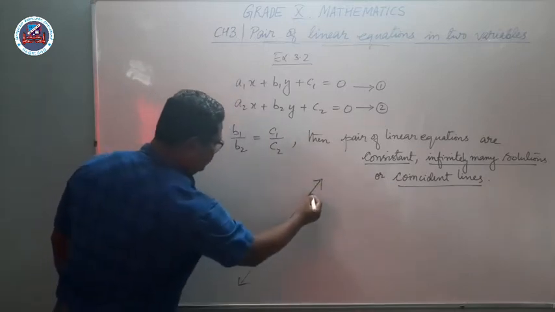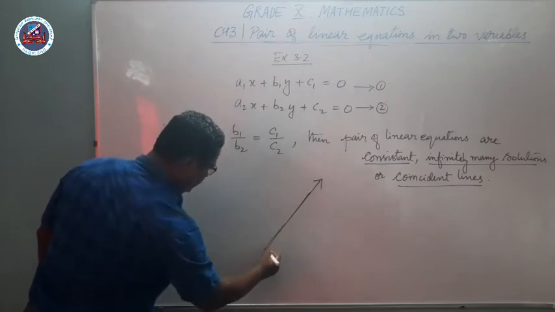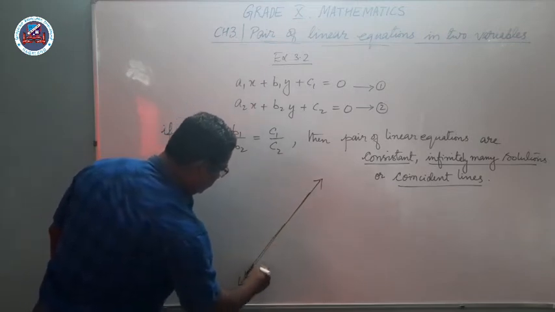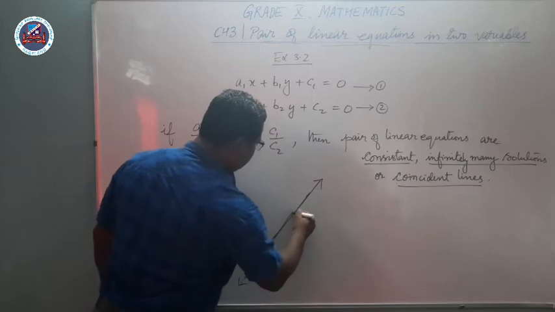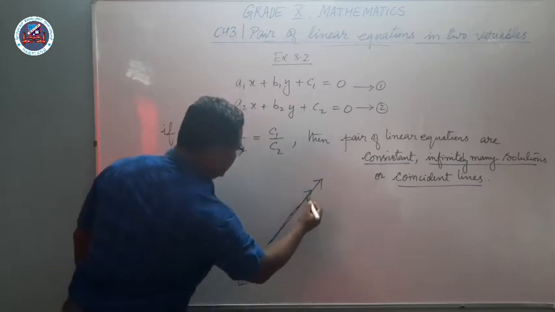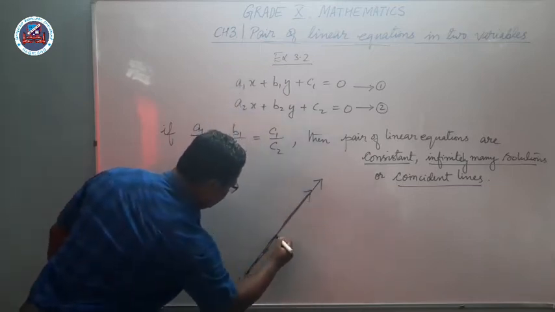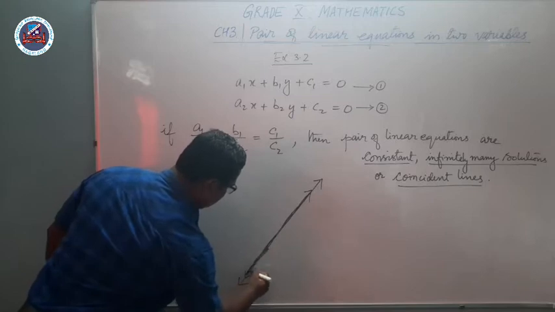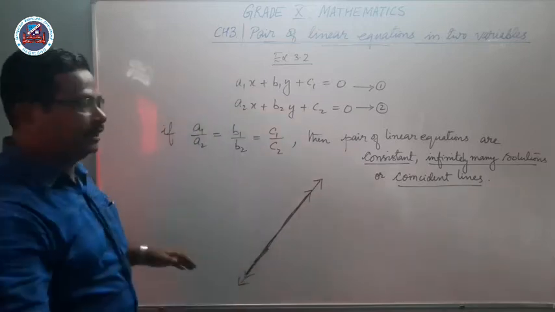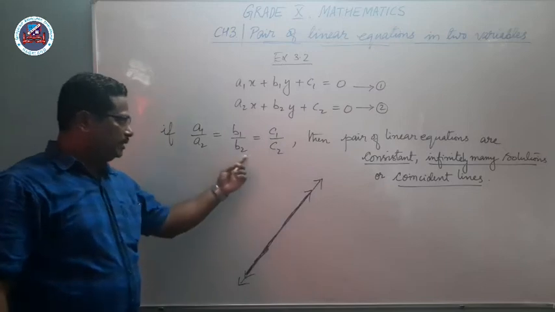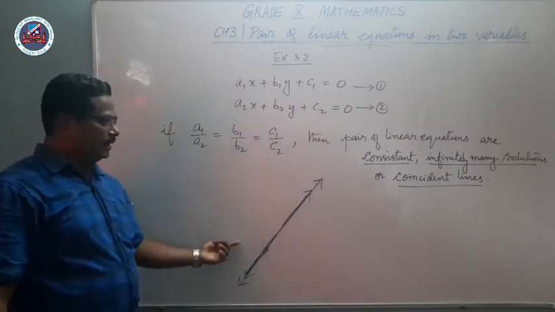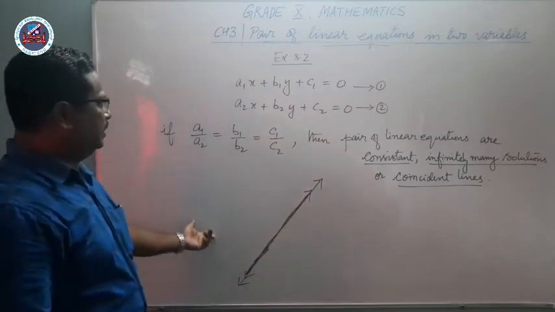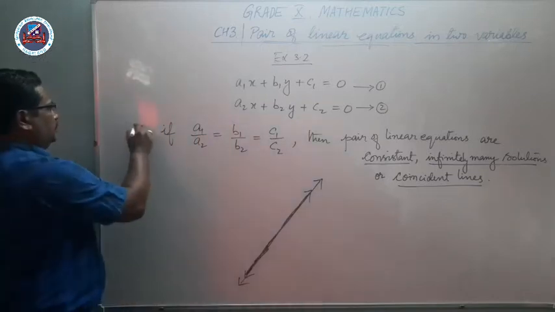Suppose this is one graph, and another graph will overlap on top of it. If I draw a little bit thicker line, this is the second line, suppose it is coinciding with the first line. Even without drawing graphically, if you check it like this, you can find out whether the graphs will appear like this or not. This is the first condition.